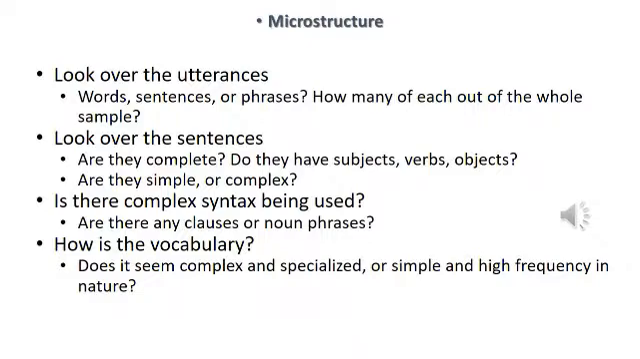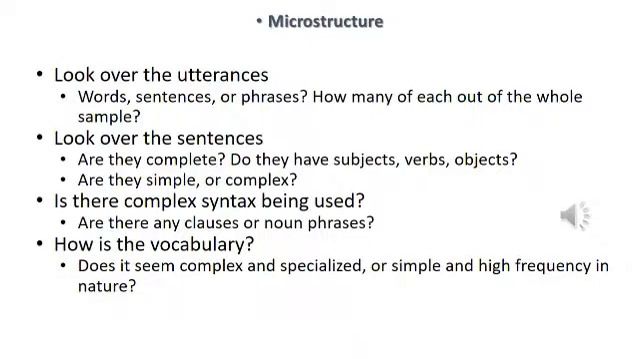Do they have subjects and verbs and objects? Are they simple, that they only have one subject, or complex, that they have more than one subject and are coordinated with an "and" or a "but"? Is there complex syntax being used? Are there clauses that are coordinated or embedded?